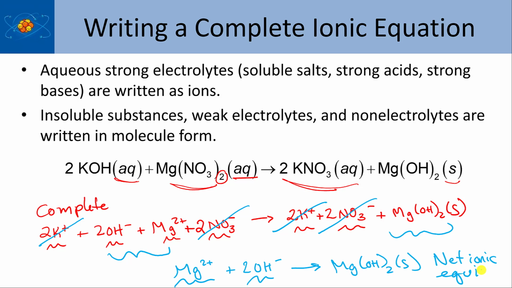And then the ions that didn't do anything, for example, the potassium and the nitrate, right, on both sides are exactly the same. These guys are known as spectators, or spectator ions. They didn't actually do anything. They sat in the solution the whole time and watched the magnesium and the hydroxide form the magnesium hydroxide.